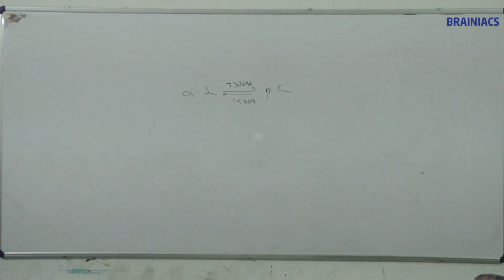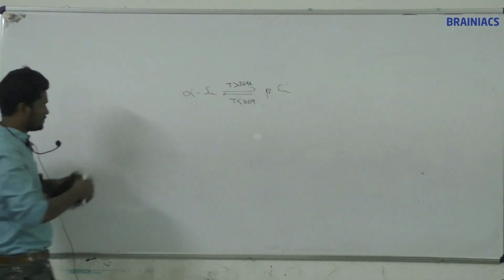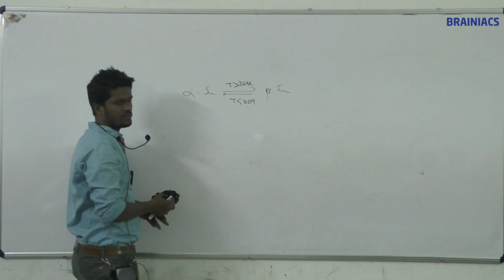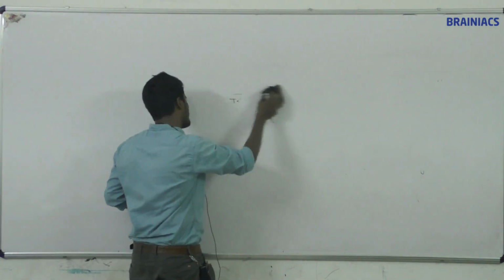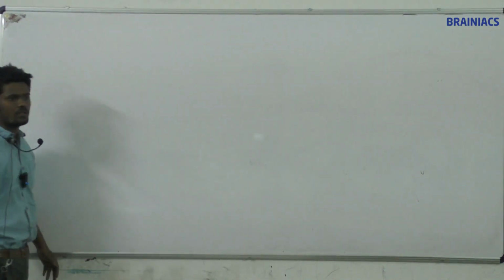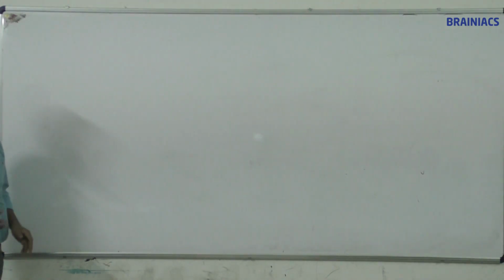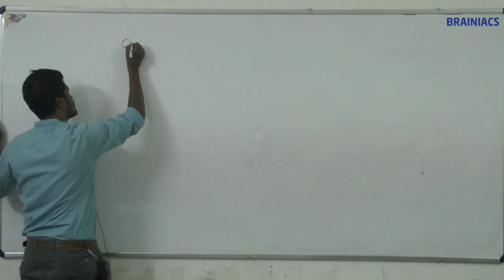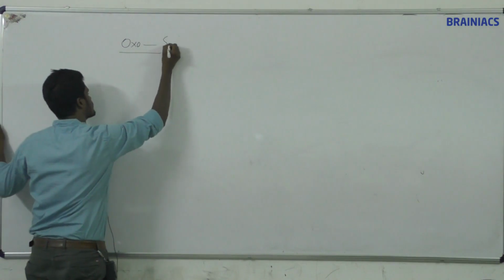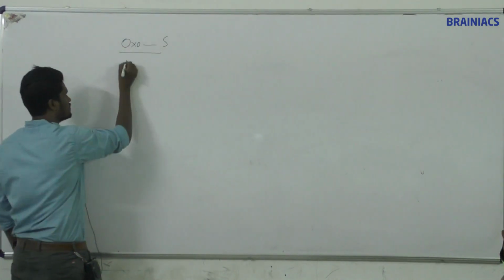Ozone, allotropes of sulfur, oxygen. Okay, so 369 is the transition temperature for alpha and beta sulfur. And here, oxo acids of sulfur.